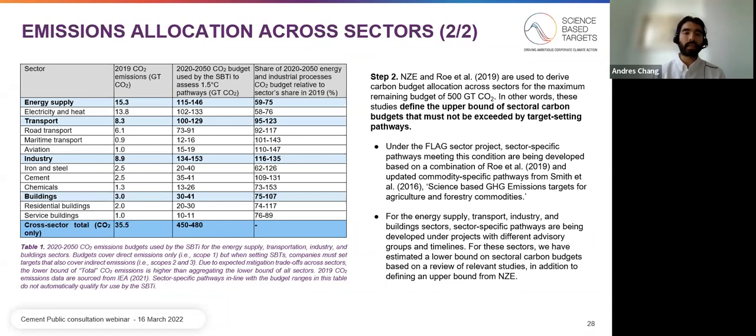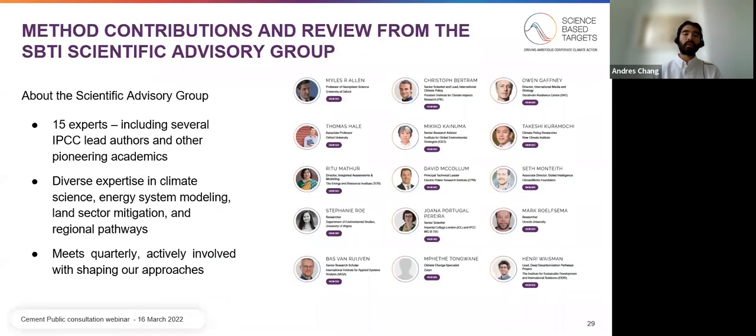Next slide. We do this work with contributions and review from our scientific advisory group. This is a group of about 15 experts, including several IPCC lead authors and other pioneering academics that you can see at the right. We do aim to work very closely with this group, so we have quarterly meetings with them, and many of them have been with us for 3 or 4 years.